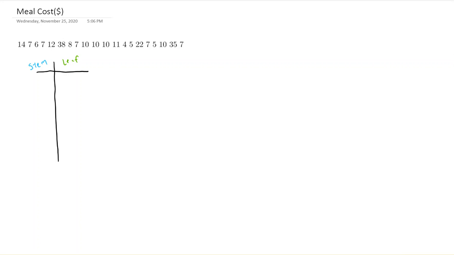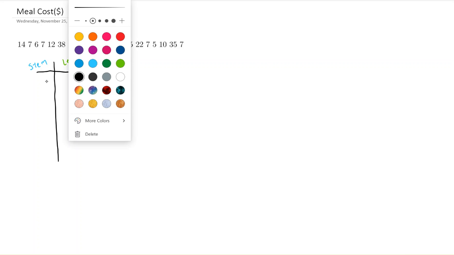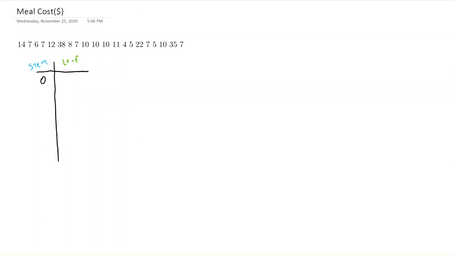For single digit numbers like 7, which doesn't have a number before it the way 17 would have 1 coming before the 7, I'm going to use a stem of 0 to represent that. Because my data goes from a low of 4, at a quick glance, to a high of 38, I'm going to have stems 0, 1, 2, and 3.